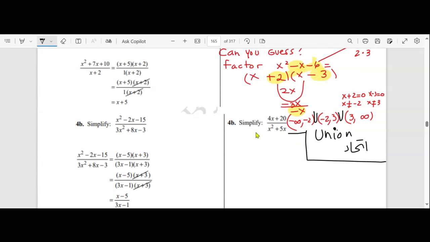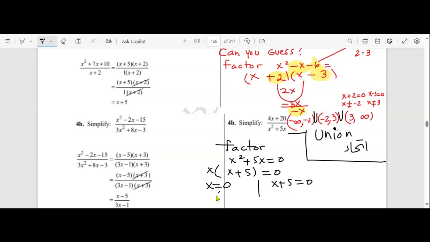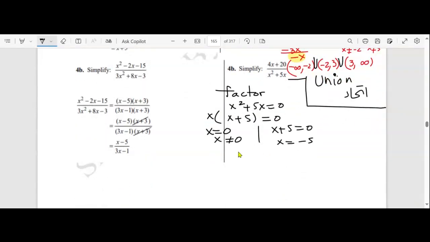Next one. What should I do? If it's the top, it's fine. But the bottom, what value will make the bottom 0? So we make it equal to 0. Now take x as a common factor. We get x times x plus 5 equals 0. So you have two solutions: x equals 0 and x plus 5 equals 0. So x cannot equal 0, and x cannot equal negative 5.